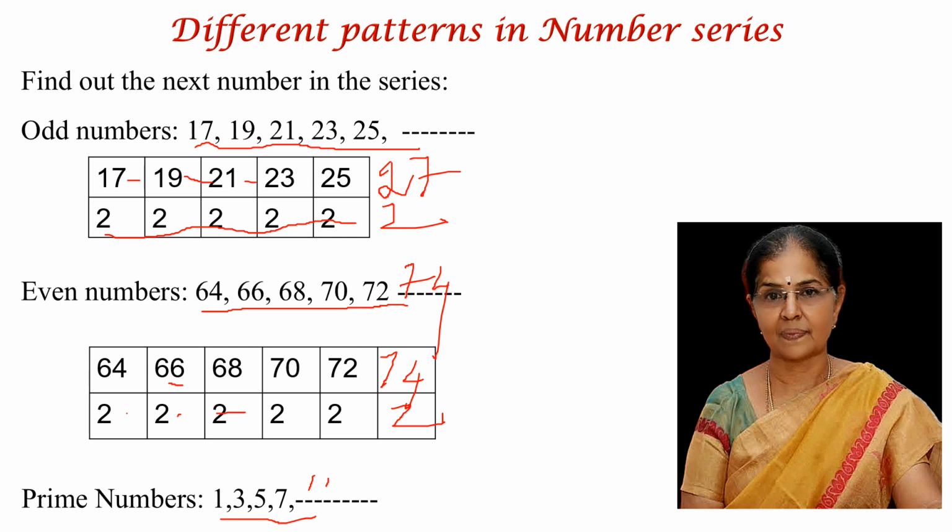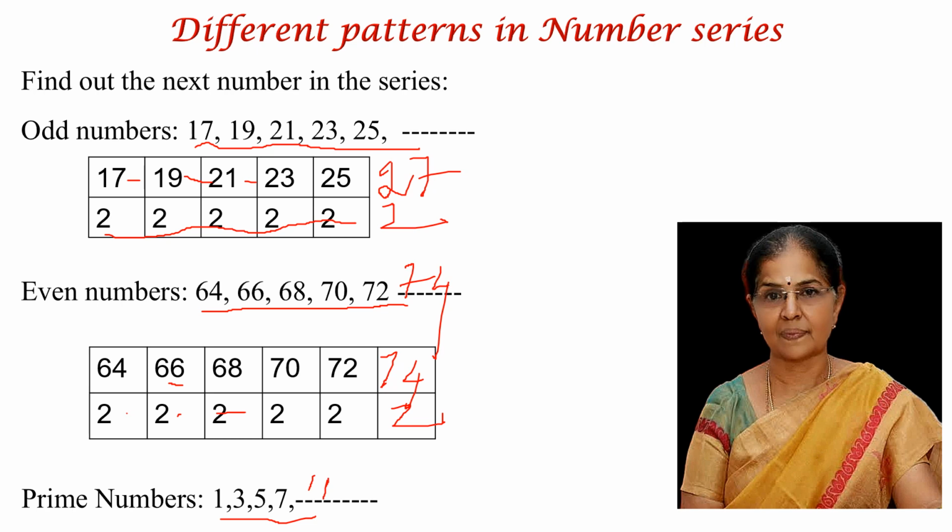Why? Because 8 is divisible by 2, 8 is divisible by 4. So it has got more than 2 divisors. Then it is not a prime number. A prime number has got only 2 divisors: one is the number itself and another is 1. So if they have got only 2 divisors, then it is called a prime number. 7 is a prime number because it can be divided only by 7 or by 1. Nothing else. It cannot be divided by 2, 3, 4, or 5.